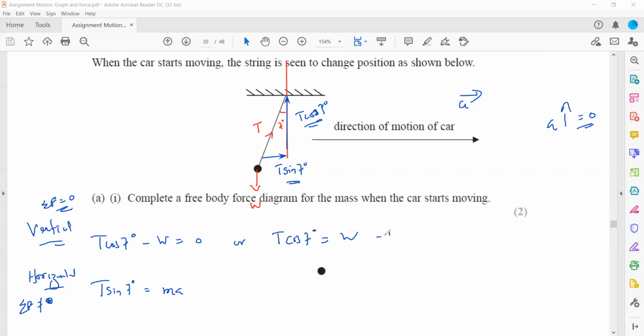So we have two equations. This is equation 1 and equation 2. You can just use simultaneous equations and work out the value for a. Is it clear now?